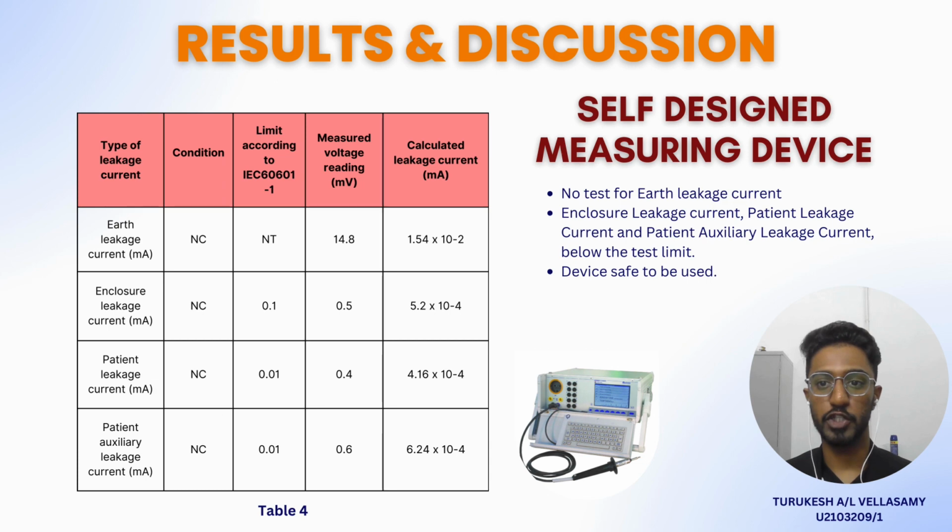Table 4 of the results shows the measurements achieved by using the self-designed measuring device. Every leakage current measured using the self-designed measuring device is measured under normal conditions only. There is no test for earth leakage current under this condition because there is no limit according to the standard. The 3 other leakage currents, which are enclosure leakage current, patient leakage current, and patient auxiliary leakage current, are measured at 0.1, 0.01, and 0.01 respectively, and are below the test limit according to the IEC 60601-1 standard. Hence, the Bioimpedance Boca passed the electrical safety test and it is safe to be used.